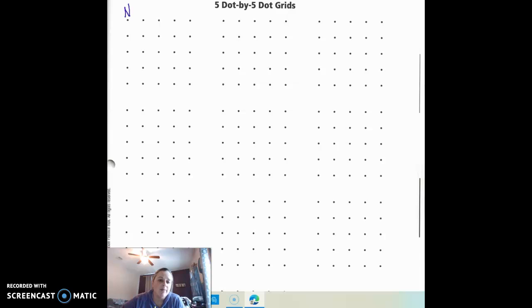So at the top of your paper, I'm going to have you put notes. We're going to do writing. Actually, not writing, I guess. We'll do squares. We'll put area of squares and their side lengths.